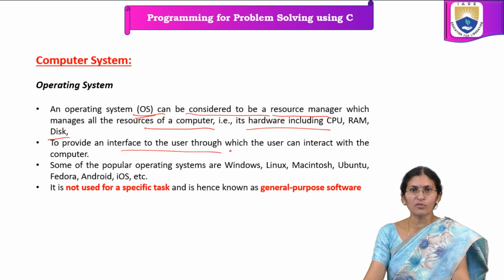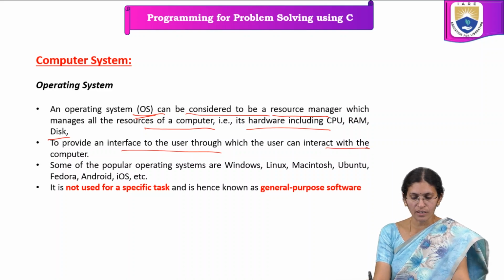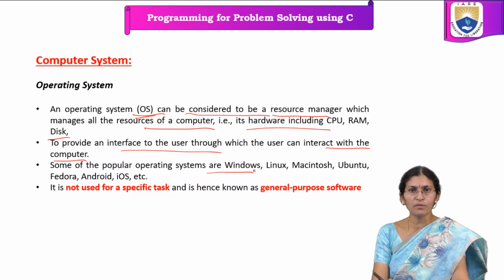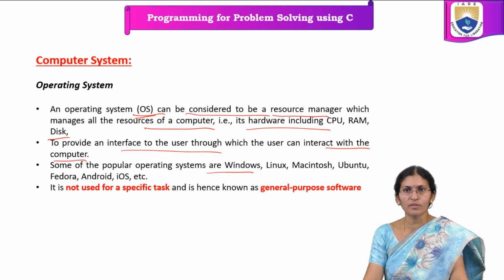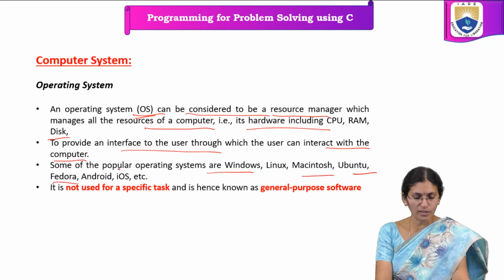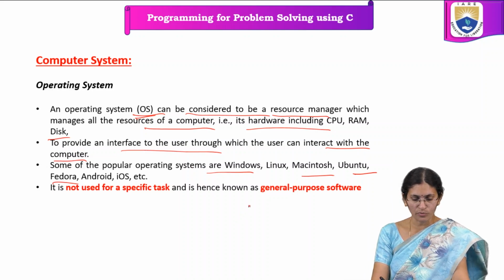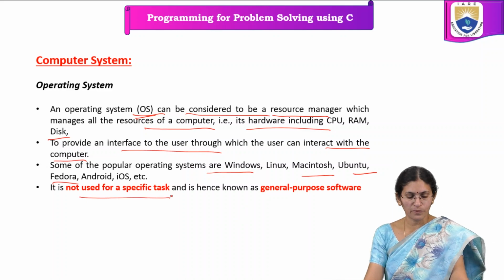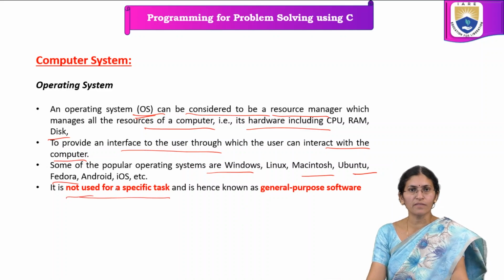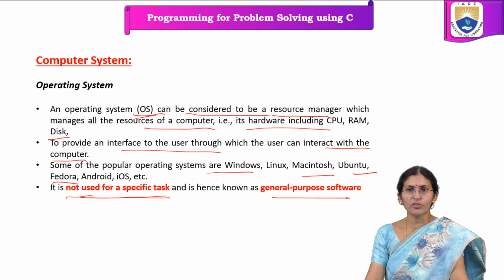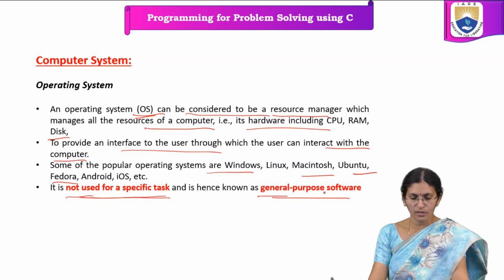To provide an interface through which the user can interact with the computer, the operating system plays a major role. Examples of some popular operating systems are Windows, Macintosh, Ubuntu, Fedora, Android, iOS, etc. An important characteristic of operating system software is that it is not used for a specific purpose. It is also known as general purpose software.